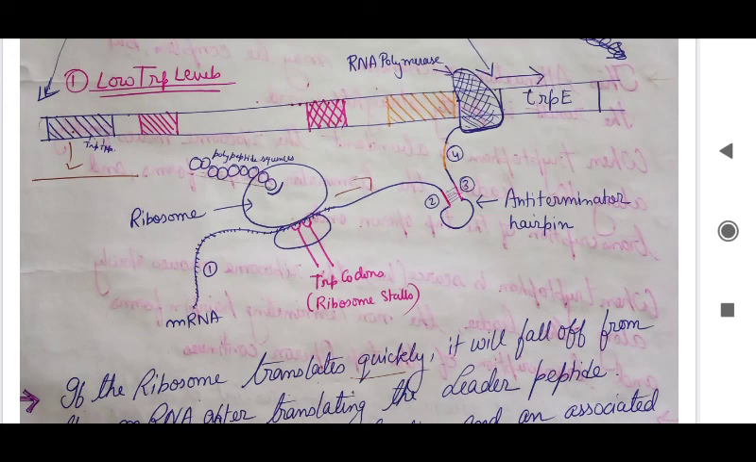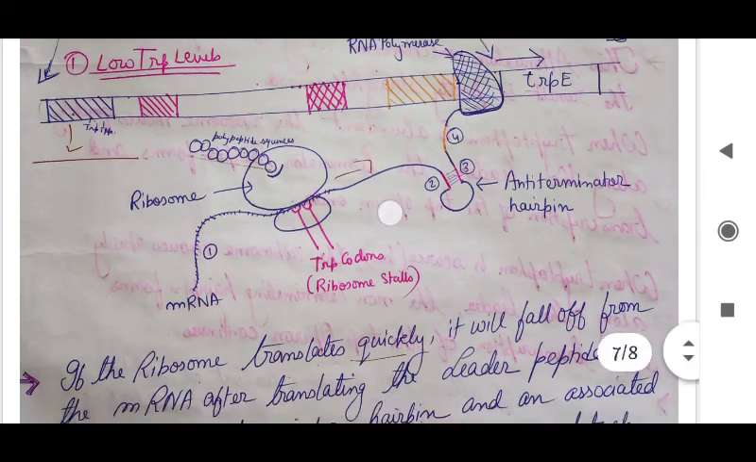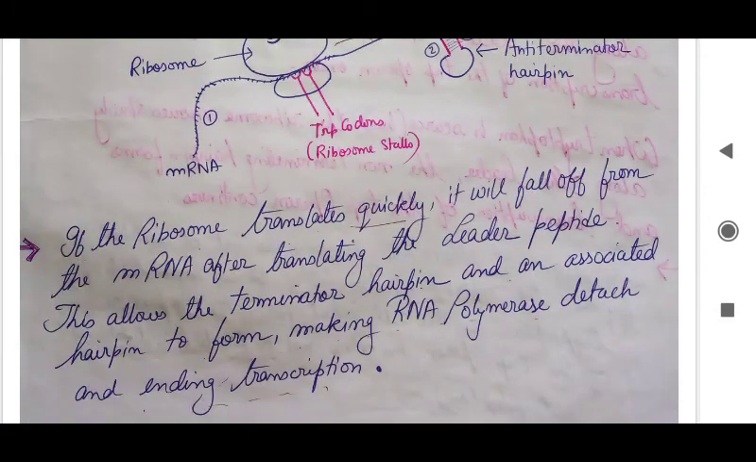If transcription continues, simultaneously the translation follows behind. Now if the ribosome translates quickly, then what happens? If the ribosome translates quickly, it will fall off from the mRNA after translating the leader peptide. This allows the terminator hairpin and associated hairpin to form; the attenuator then forms a terminator hairpin.